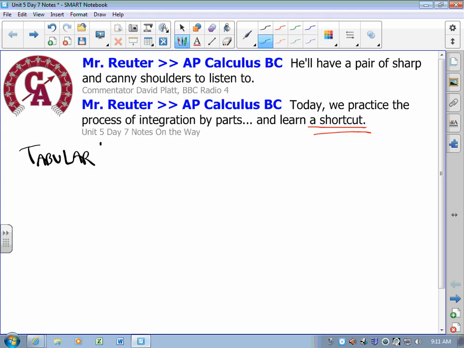Tabular integration. I have seen it work 1,000 times. I am positive there is good math behind it. Here's the basic idea.